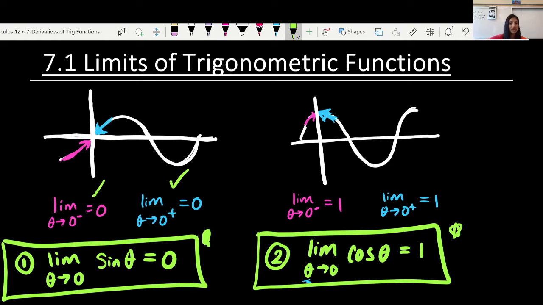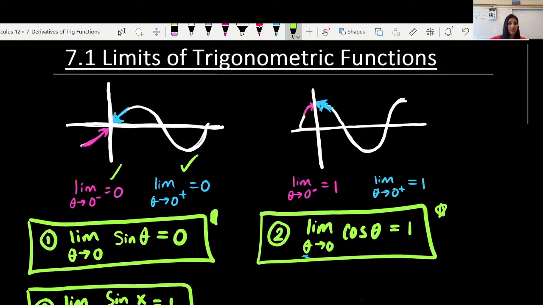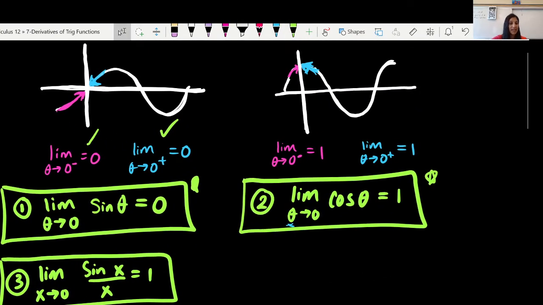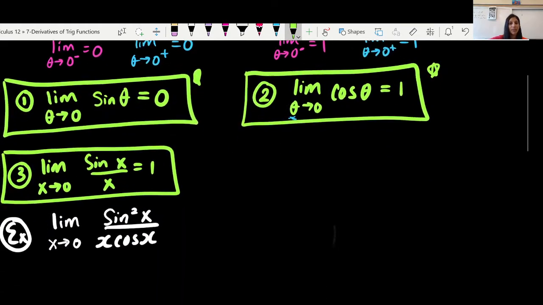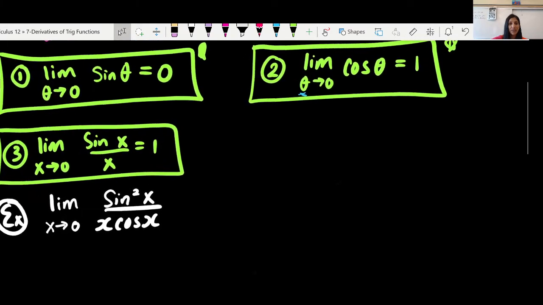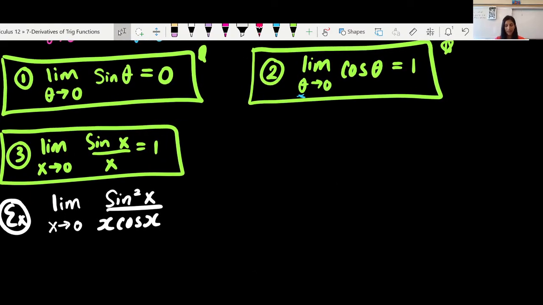And then moving on to the third rule, which is one that you'll just have to sort of know or memorize: the limit as x approaches 0 of sine x over x is equal to 1. So we're going to take these three rules and simplify some examples that are a bit more complex. So we'll start off with this one. I think it will feel a little bit like a puzzle.